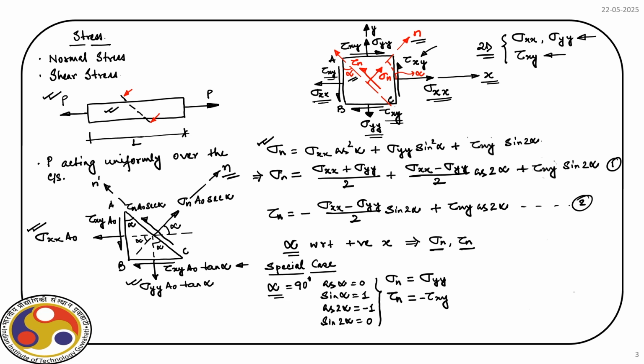So, what we can do? We can rotate this plane, and for every value of alpha we can solve. So, let us take a problem and then we will see how the normal and shear stress behaves on an arbitrary plane in case of 2D. So, this is the first example in this lecture.